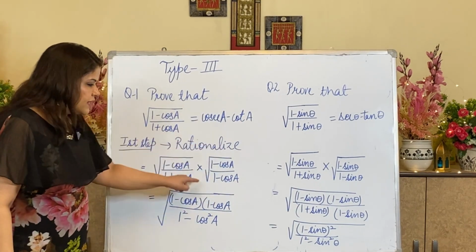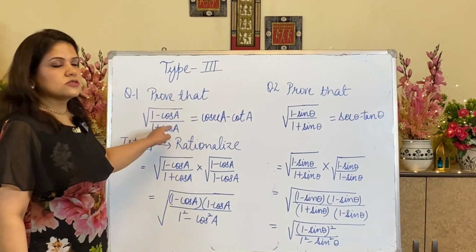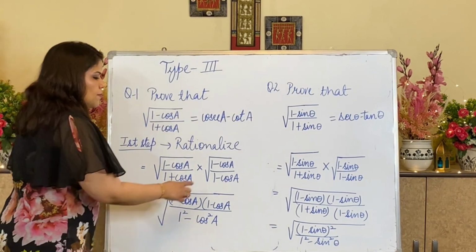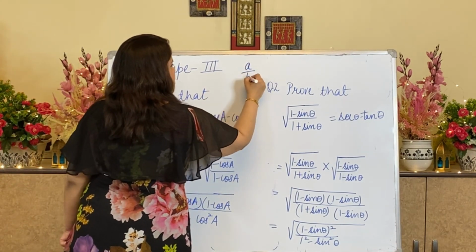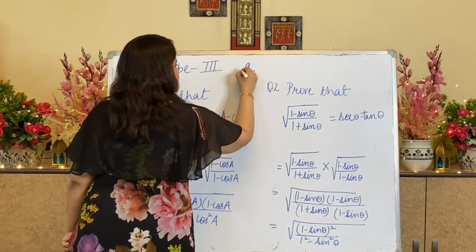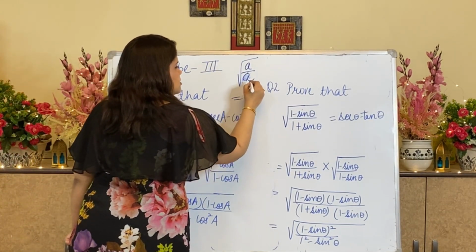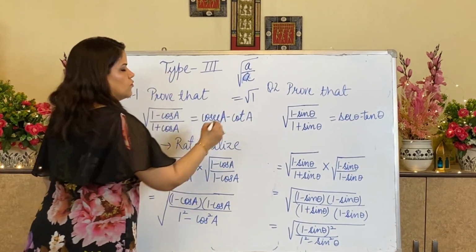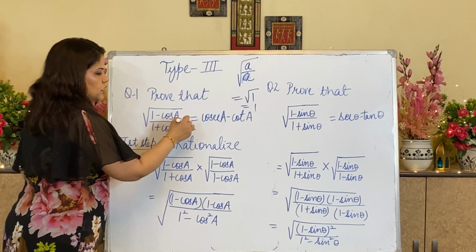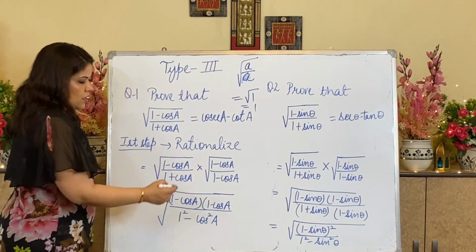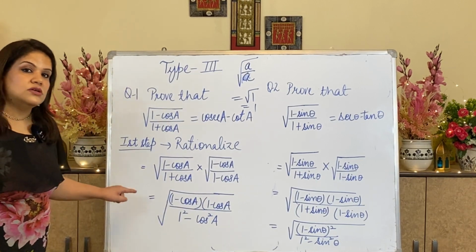Why is this multiplication with numerator and denominator the same as the original question? Because they both are in the form a by a under a square root sign. So if I say a by a is 1, that means the square root of 1 is 1. So we are getting this multiplied with 1. So I can do this step very easily for my rationalization.